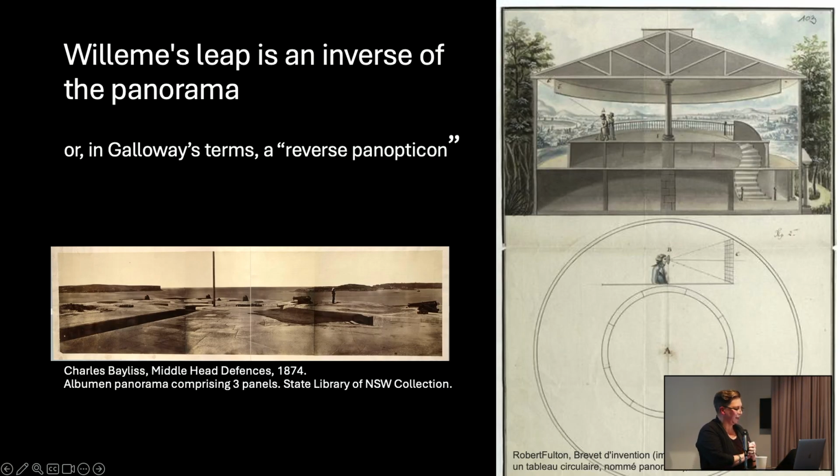Galloway describes Willeme's photosculpture technique as a reverse panopticon. I feel it may have stronger ties to the panorama, a form that also predates photography. 19th century photographers such as Baylis took a similar approach to spatial relations through the panorama. So where Willeme has his cameras facing in, Baylis would take a single camera and take a 360 connected panorama to essentially unwrap the landscape.